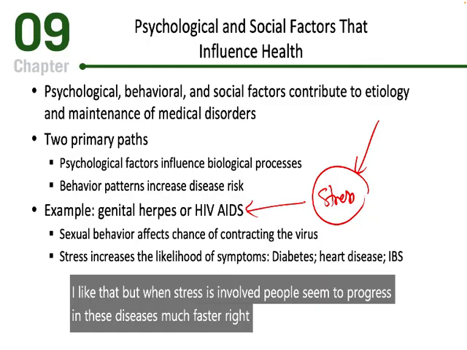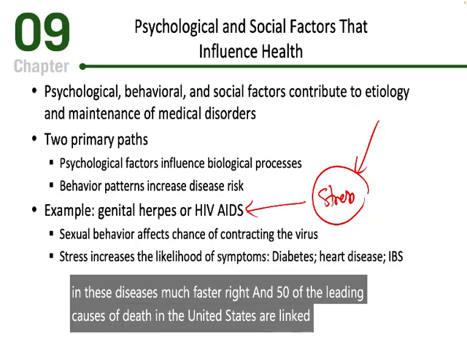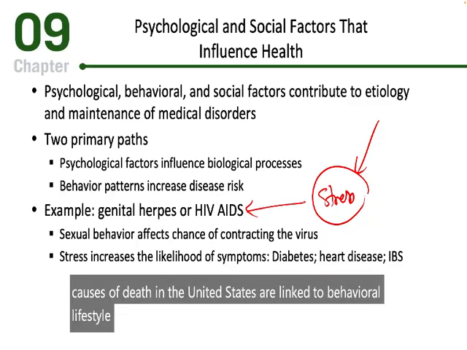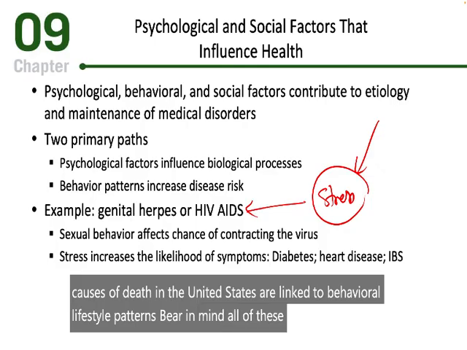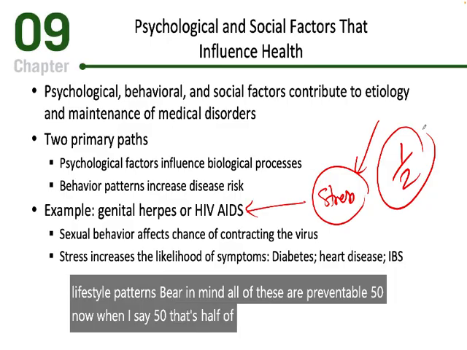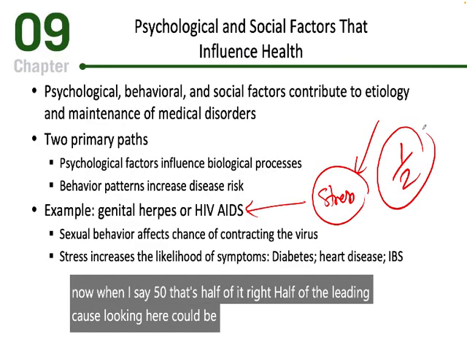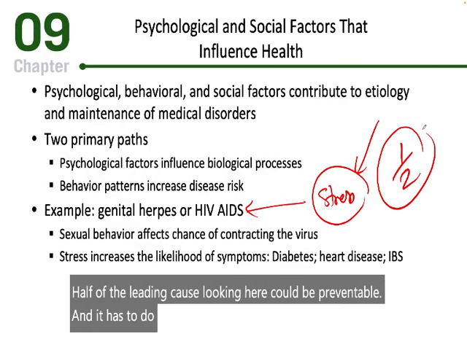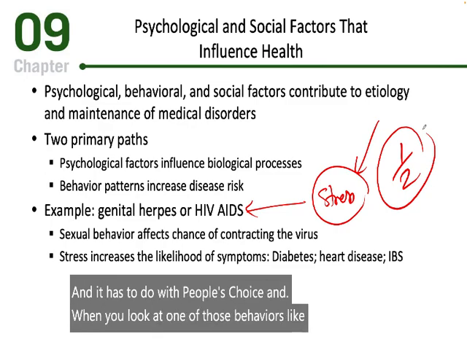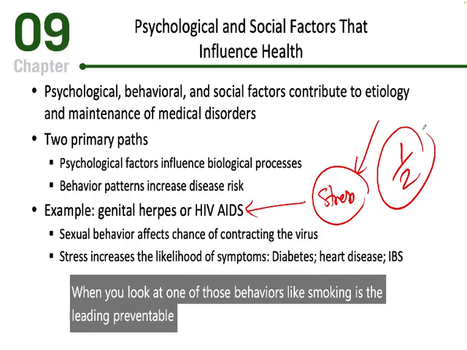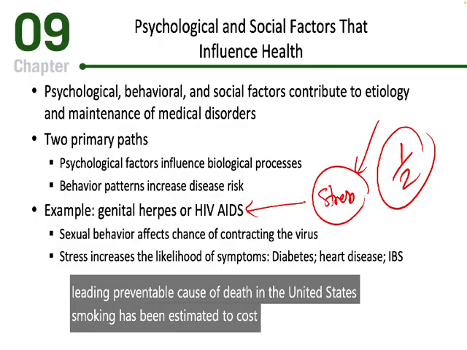And 50% of the leading causes of death in the United States are linked to behavioral lifestyle patterns. Bear in mind, all of these are preventable. 50%. Now, when I say 50%, that's half of it, right? Half of the leading causes could be preventable, and it has to do with people's choices. And when you look at one of those behaviors, like smoking, it is the leading preventable cause of death in the United States. Smoking has been estimated to cause about 20% of all deaths.